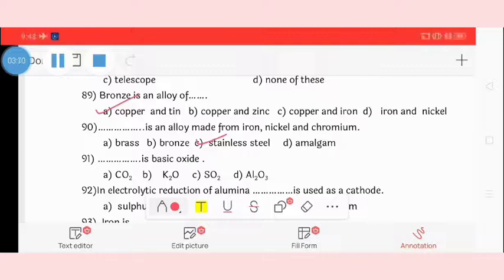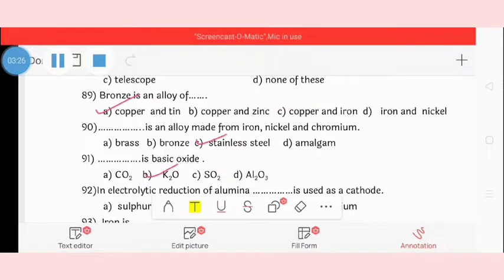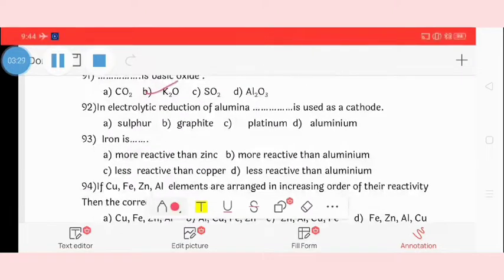Next question, dash is a basic oxide. Carbon dioxide, potassium oxide, sulfur dioxide, aluminium trioxide. So the correct option is option B, that is potassium oxide. Next. In electrolytic reduction of aluminium, dash is used as a cathode. The options are sulfur, graphite, platinum and aluminium. The correct option is option B, graphite.